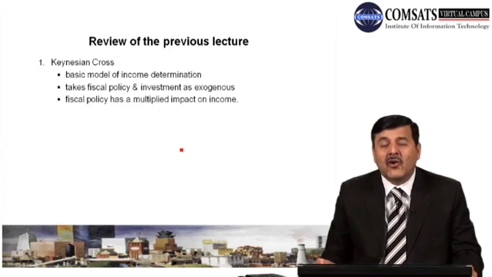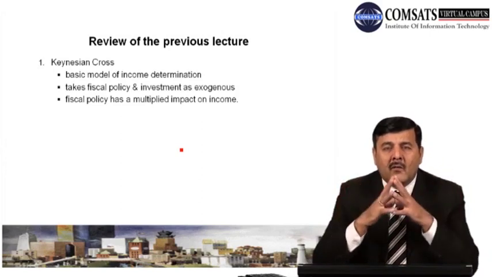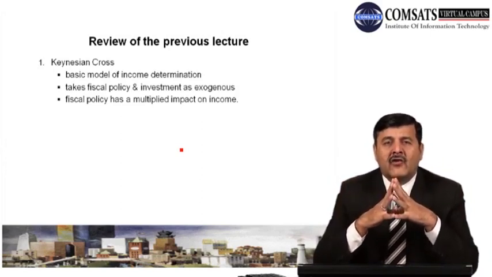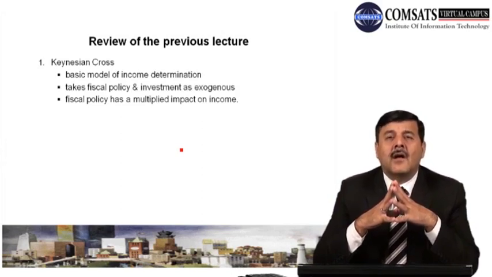But this change in income due to a change in taxes is less than the change in income due to a change in government purchases. It means what we have learned is that the change in income due to the tax multiplier is less than due to the government purchase multiplier.